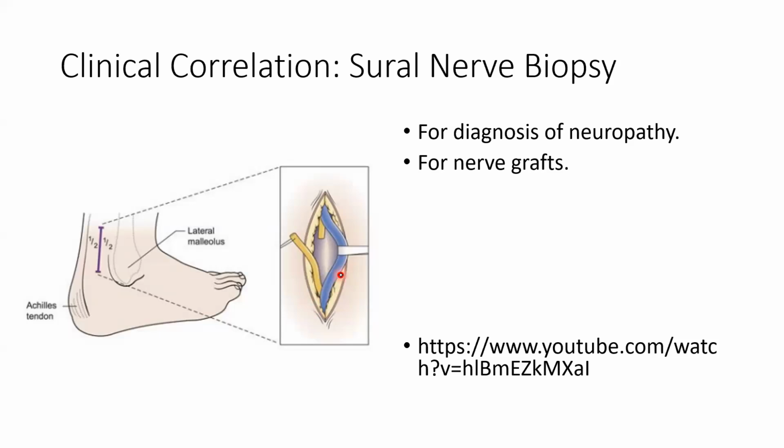So it can be used for diagnosis of neuropathies, diseases of the nerve. To diagnose diseases of the nerve, this sural nerve can be taken, and also for nerve grafts. If there are damaged nerves elsewhere in the body, you can take a part of this nerve.